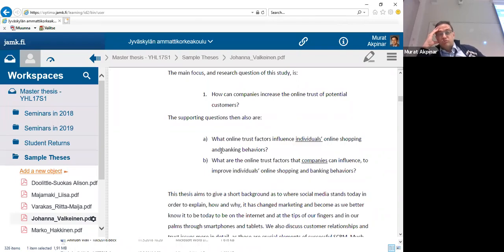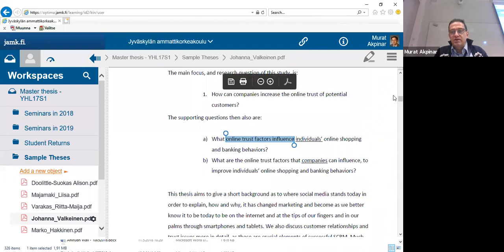Even when I read these questions, I got confused. Oh my God, these supporting questions are more confusing than supporting. So, okay, these were the questions. So what online factors influence, and which of those companies can influence? Okay.